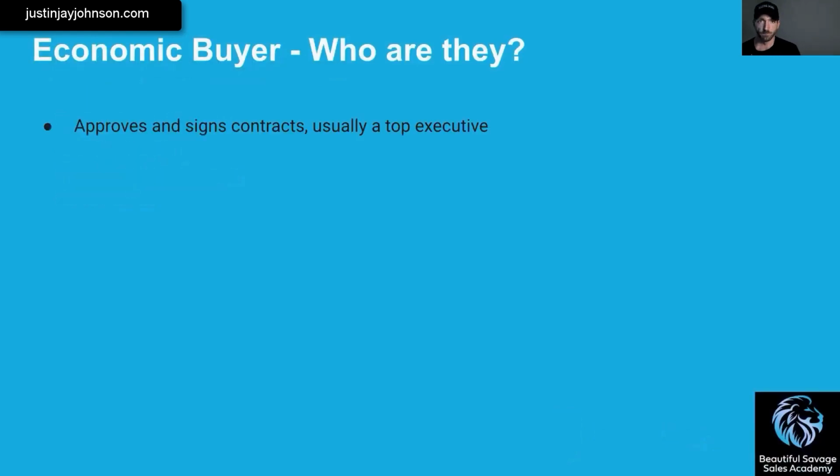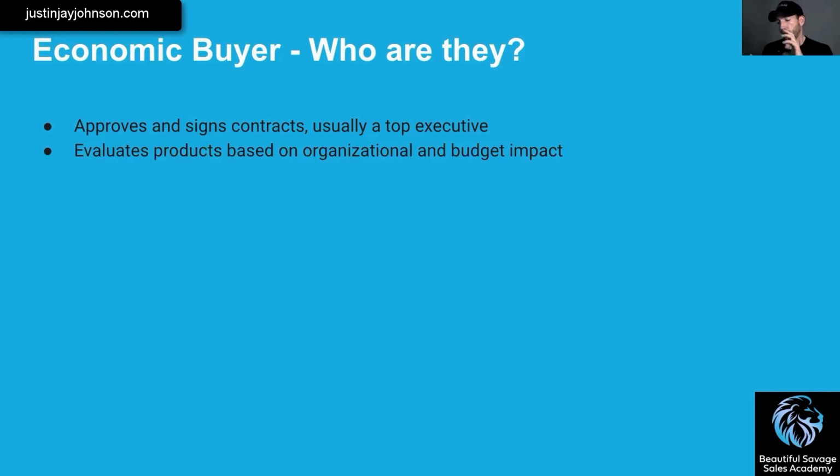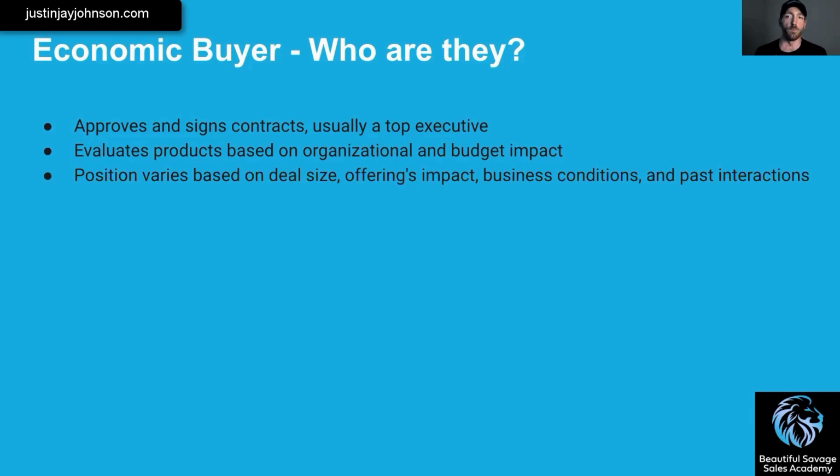So who's the economic buyer? They're the person that ultimately approves and signs the contracts. It's usually a top executive, VP, or C-suite in your deals. Now, what they think about is not what a product can do, but how a product can impact the organization, and what type of leverage this gives them against their budget allocations. Because every dollar they give to you is a dollar they can't give somewhere else. So you have to help them understand the broader impact of your solution in their business. The more you can make it broad, the more it's going to help you.